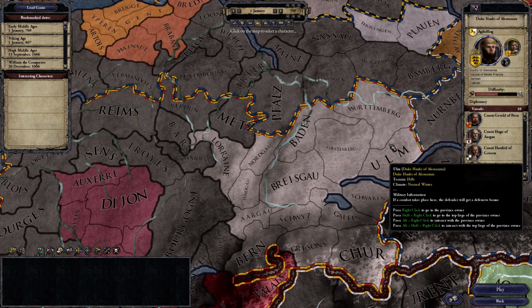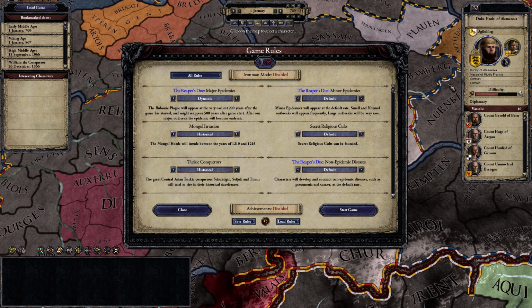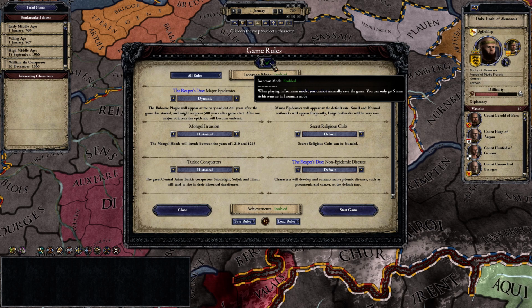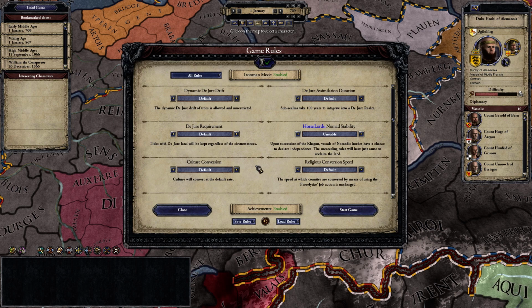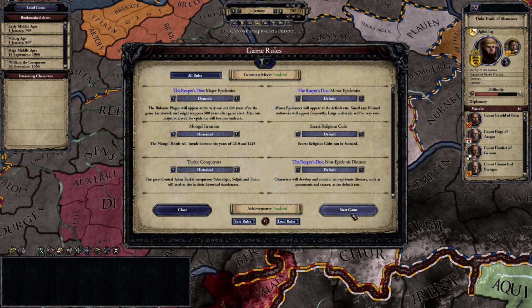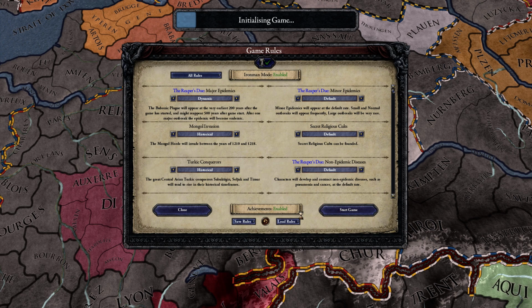Doesn't matter really now, so we are going to start up the game as the Count of Württemberg, and we are going to enable Iron Man mode, which is to say that you can't save scum. You can't load up an earlier game if something bad happens. I'm just going to start with all the normal rules. Let's just start up the game. Iron Man, start.